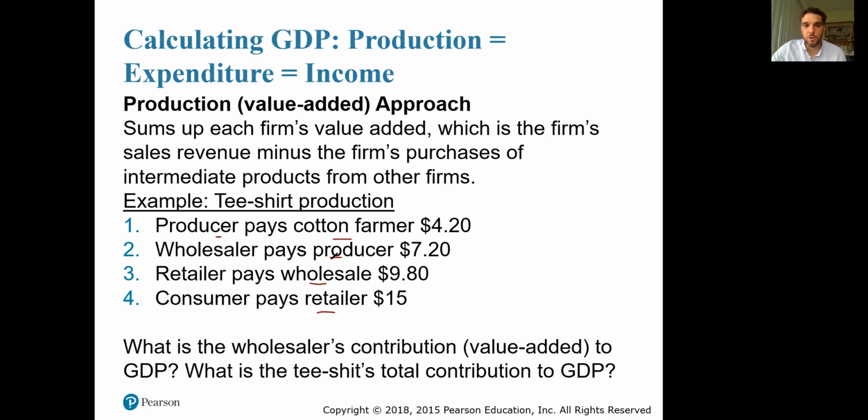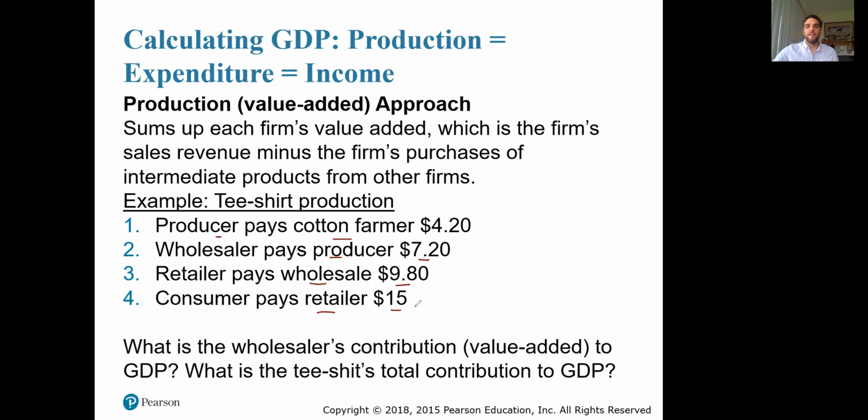Okay? The producer then uses that cotton to produce the t-shirt, and sells that t-shirt to the wholesaler for $7.20. The wholesaler then distributes that t-shirt to a retailer at a price of $9.80. And then the retailer makes that t-shirt available to consumers for a price of $15.